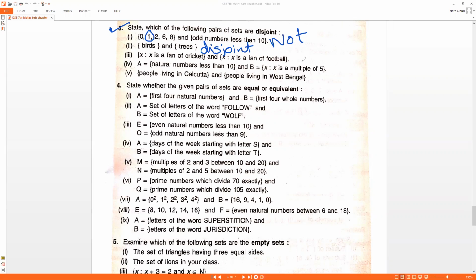Not disjoint. But equivalent. No. Why is it not disjoint? Why do you say that? Sir, because you don't know if the fan of cricket is into football also. Okay. So the person who is a fan of cricket may be a fan of football also. But the problem here is it is not mentioned here.